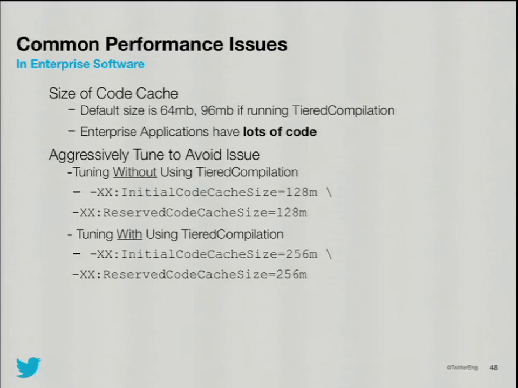In older versions of the JDK, the common sign of this problem is that you'd see compile failed if you did print compilation. So with print compilation, you would see compile failed. In Java 7, there was a sweeper, a cleaning thread, a way of cleaning the code cache.